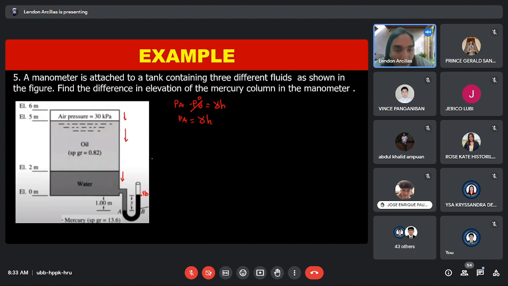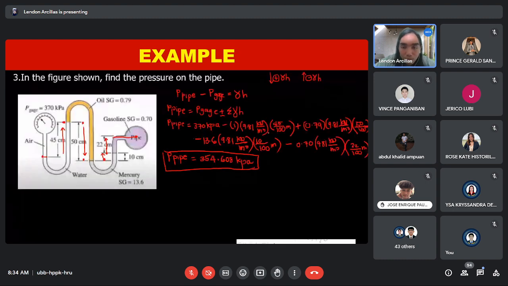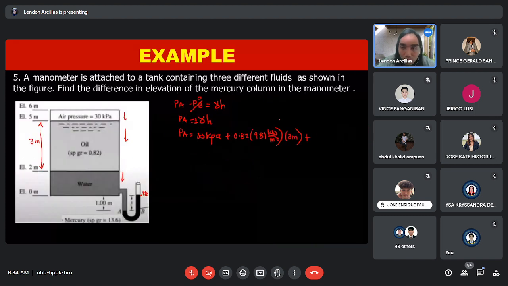Okay, so start tayo sa air pressure, which is negative 30 kilopascal. Again, always positive yan dahil pag going down tayo. So this is oil, 0.82 times 9.81 times the difference from 5 minus 2, that is 3 meters, right? Next, plus again the water, which is 1 times 9.81 times the difference, which is 2 meters, tama ba? 2 meters.